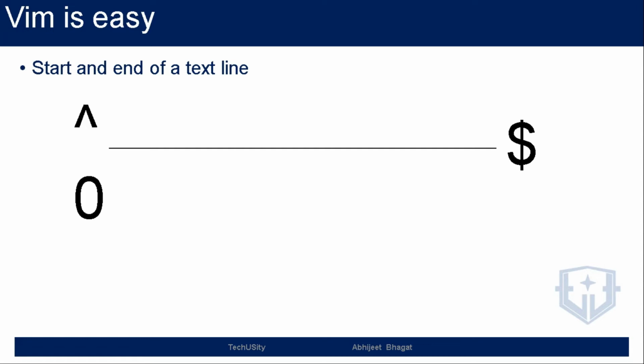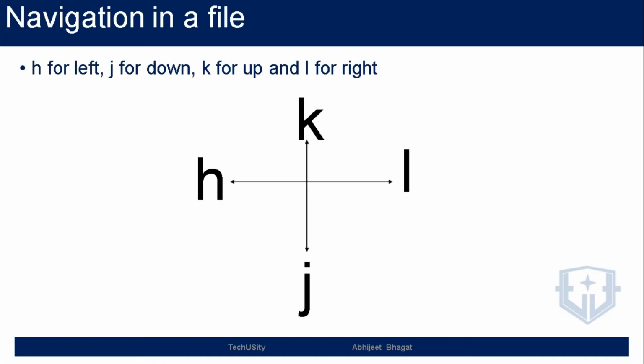Now, by default, behind the scenes, every line starts with a caret character or 0, and every line ends with a dollar. Now these 0, caret and dollar symbols you don't see in your editor, you don't see them in your console, but remember that every line begins with a caret and every line ends with a dollar, right? So if you have to go to the end of the line, you press dollar. If you have to go to the front of the line, press 0 or press caret, right?